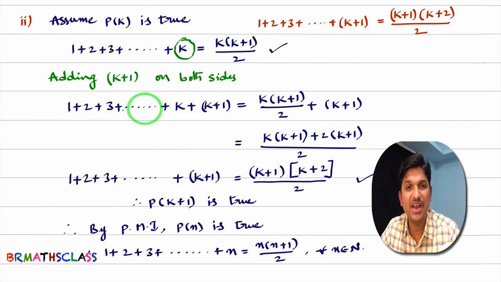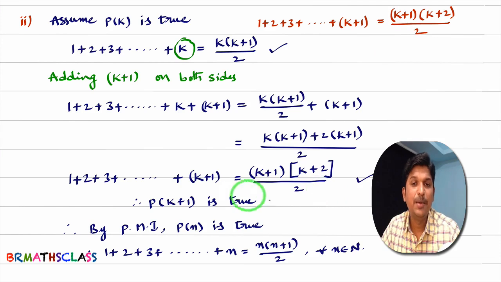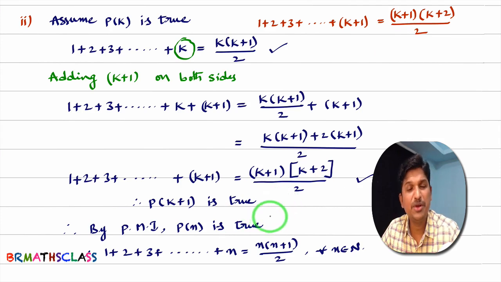Whatever is there on the left hand side, that will be LHS of P of k plus 1. You always keep what is P of k plus 1 in your mind. So, this is LHS of P of k plus 1. After simplifying this, whatever you got here, you can observe that that is RHS of P of k plus 1. So, finally, P of k plus 1 is true. As we proved P of 1 is true, and by assuming P of k is true, we proved P of k plus 1 is true. By principle of mathematical induction, we can say that P of n is true.